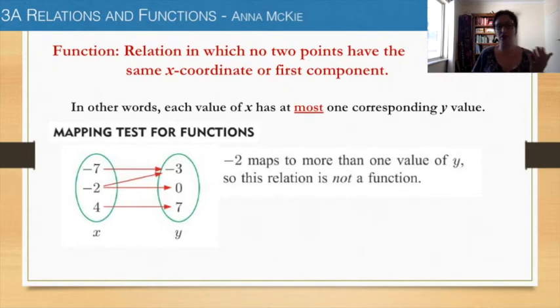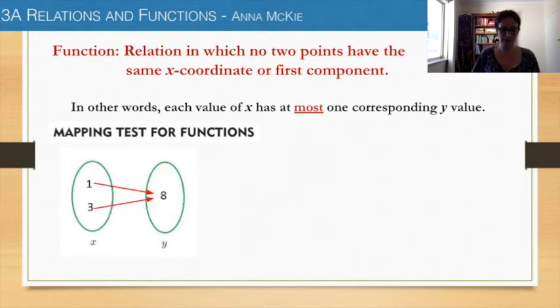If ever you're asked to justify why a relation is not a function, I guess from a mapping test or just sort of algebraically, that's an example that you would give to justify that: which value maps to more than one y value. An example here, there's a double up again.